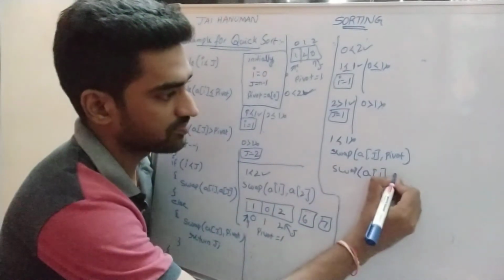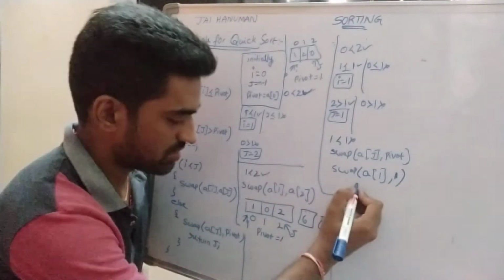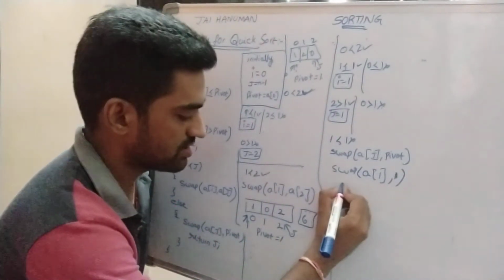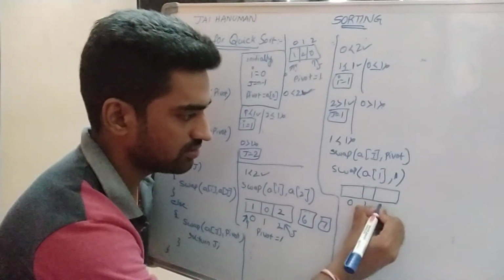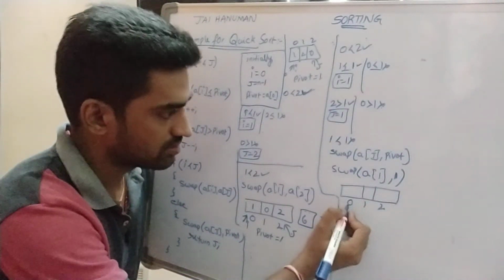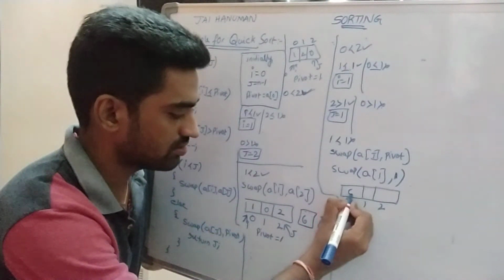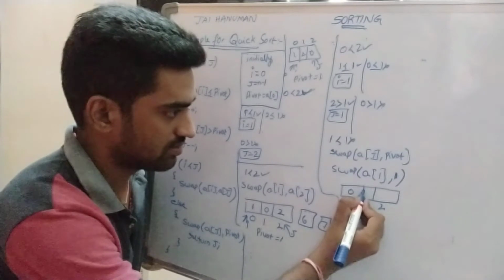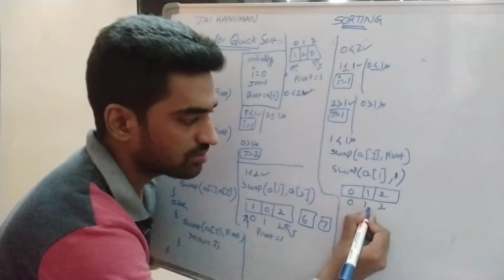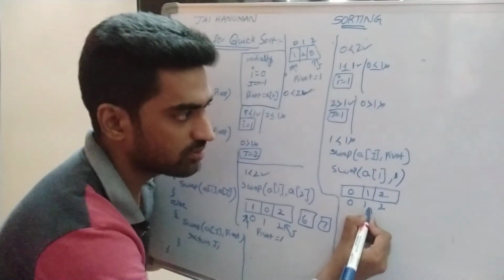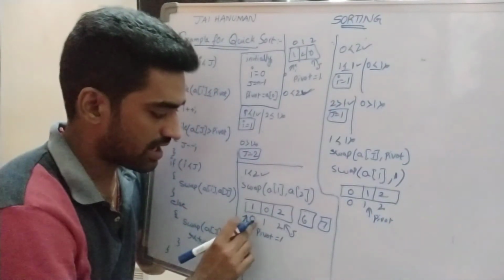So the pivot element is 1, right? So swap A of 1 comma 1. What is A of 1 value? 0. 0, 1, 2, right? So what is A of 1 value? 0. Pivot position is 1, right? So 0, A of 1, 1, 2, and J position is set to be the pivot position, right? So this is the pivot position.